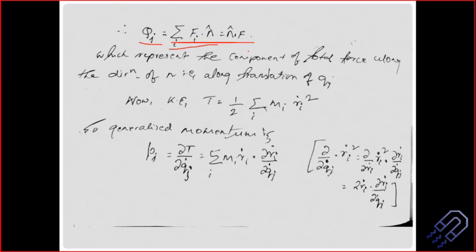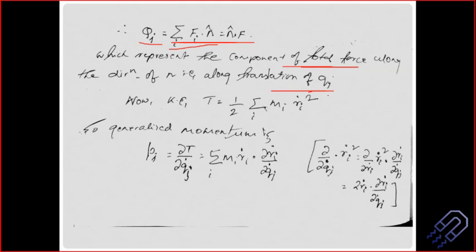So you can see we are doing a lot of things. Obviously this is a long derivation, and we need to understand it step by step. This will be a descriptive question, not less than 5 marks. This represents the component of the total force. Qj, the generalized force, is written as n cap dot F, and represents the component of the total force along the Qj direction.